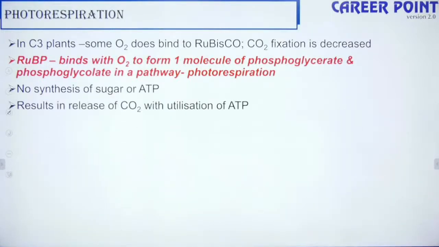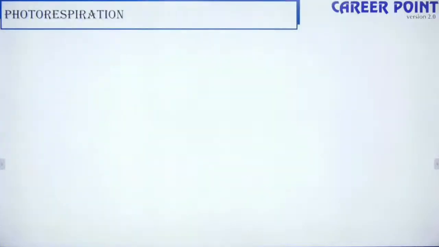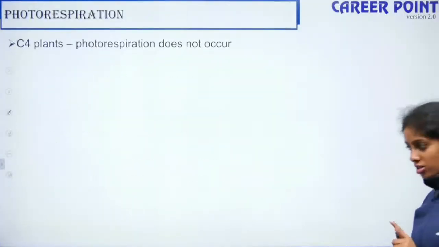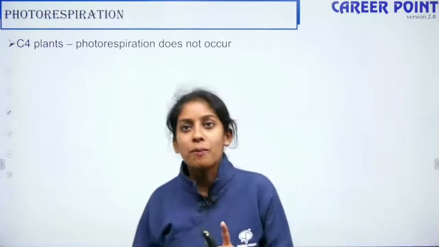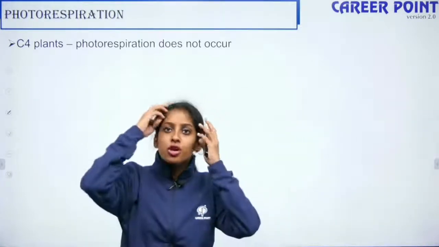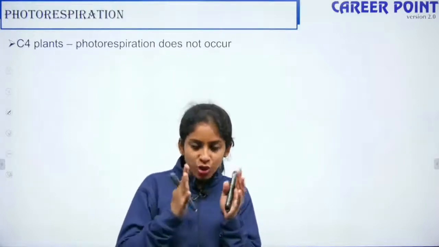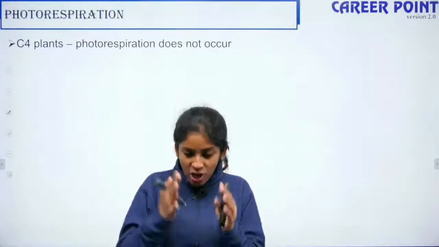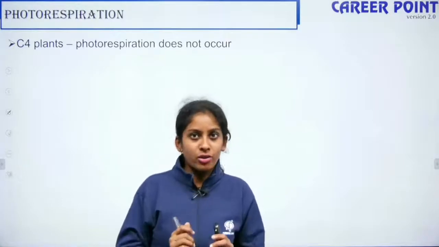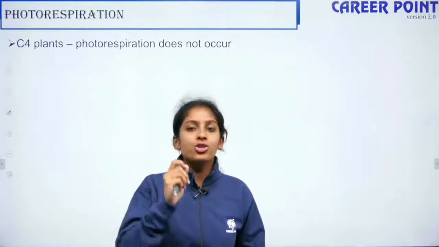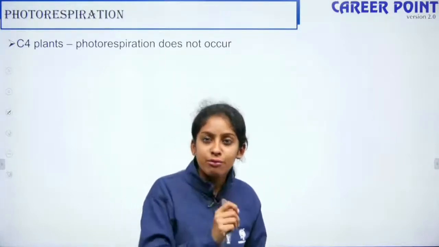It simply utilizes ATP and releases your carbon dioxide. That is the worst part. So there is no synthesis of ATP or NADPH. So in C4 plants, photorespiration does not occur because in C4 plants there is internal production of carbon dioxide, because inside the bundle sheath of C4 plants you have the production of carbon dioxide which undergoes your C3 cycle, right? So there is no question of C2 cycle occurring in a C4 plant.